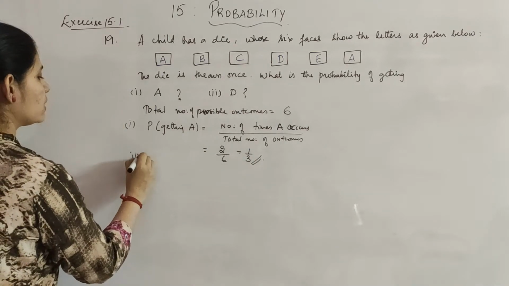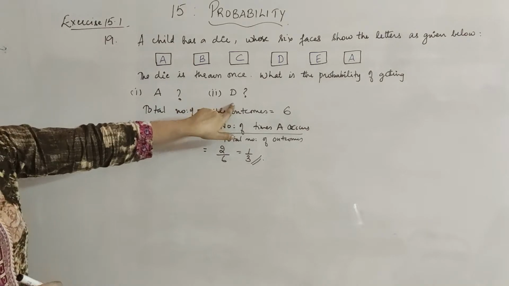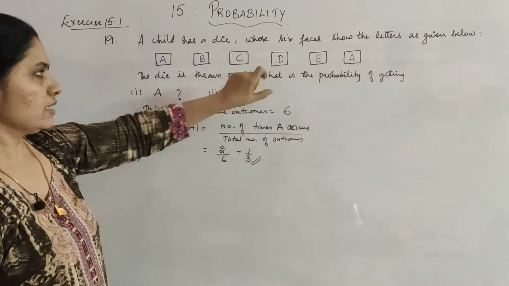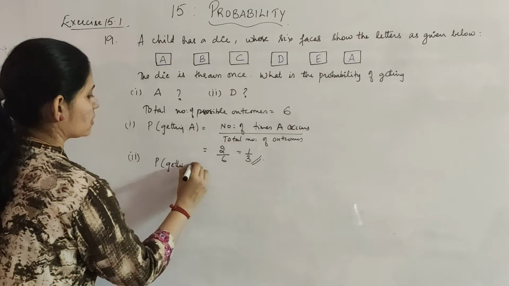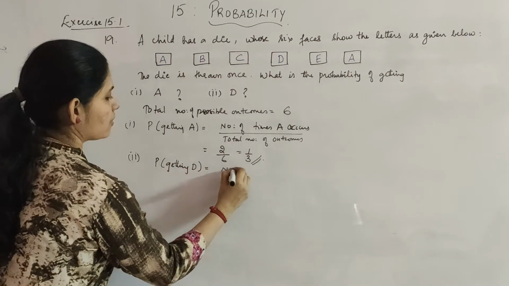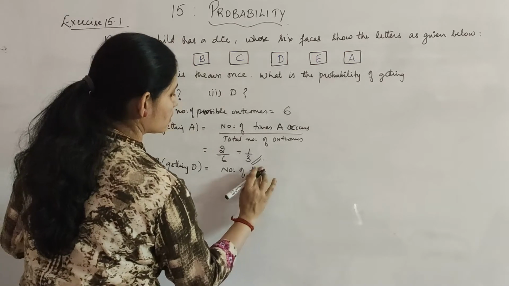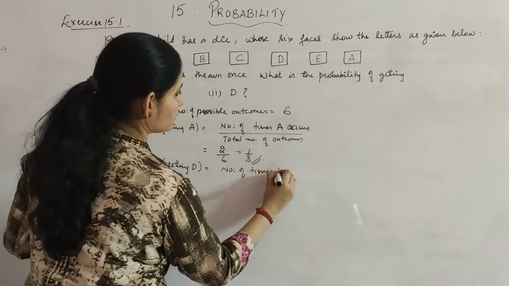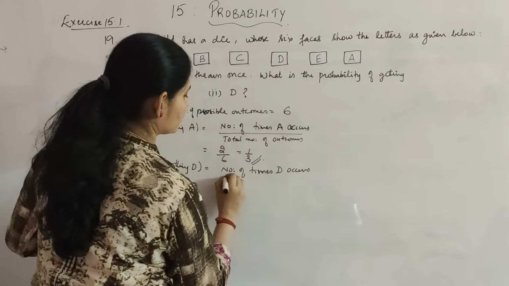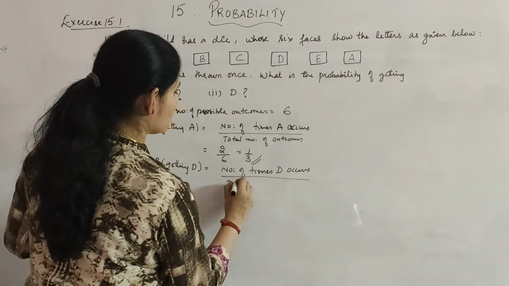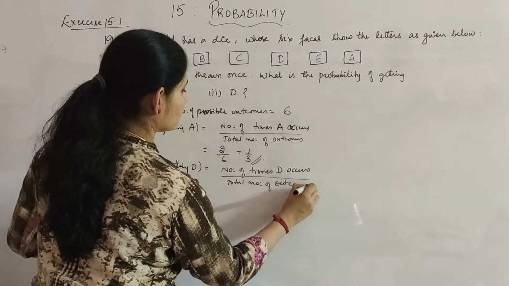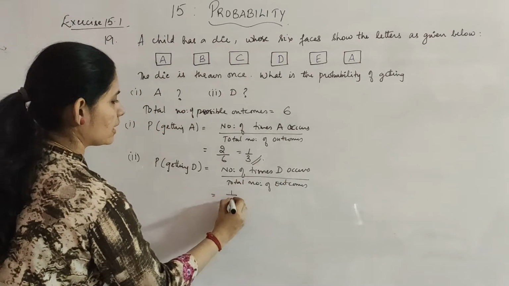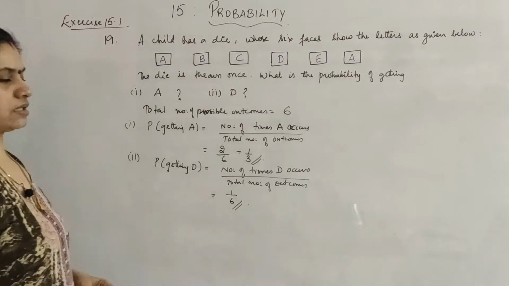Now what is the second one? Probability of getting a D. How many D's are there? Only one. So we will say probability of getting D is equal to number of times D occurs divided by the total number of outcomes. You will get 1 by 6. Okay.